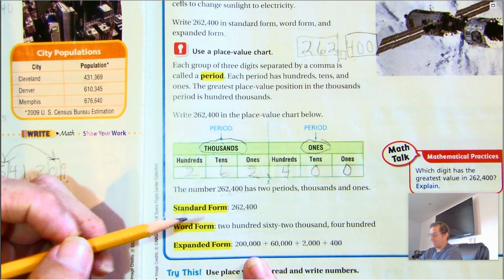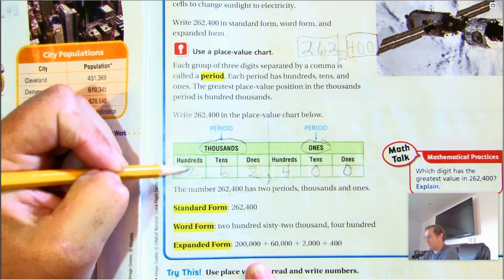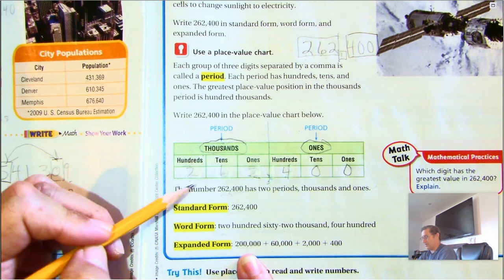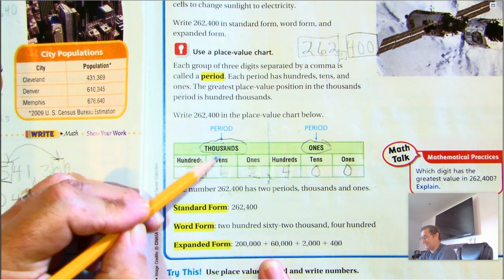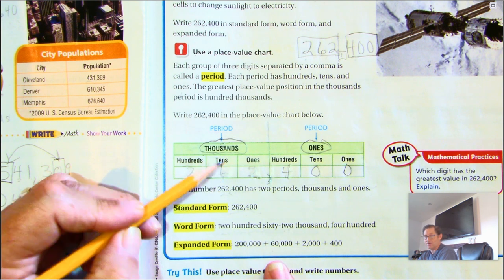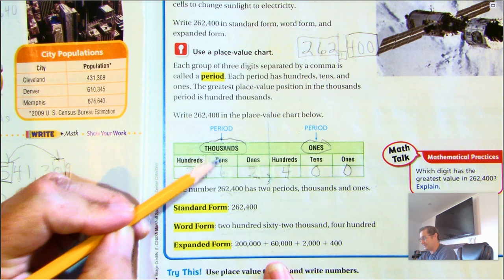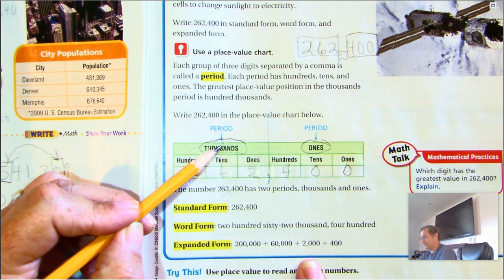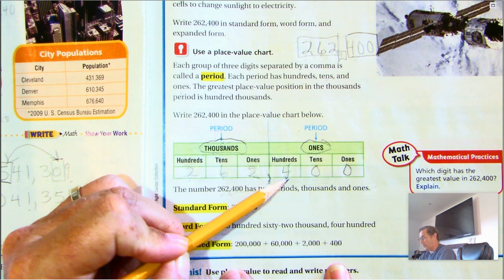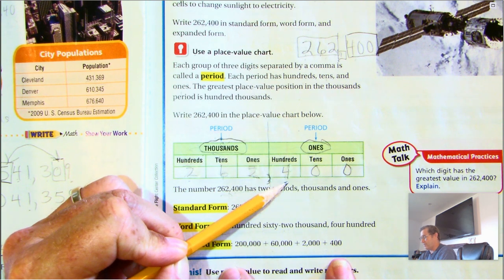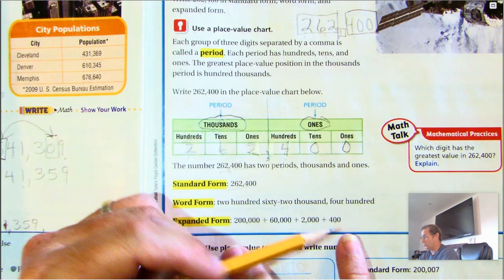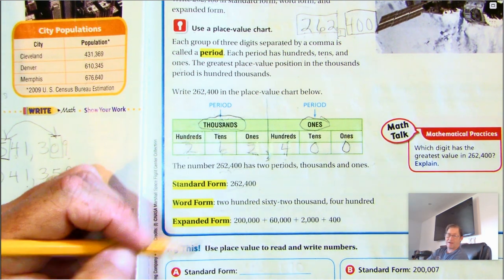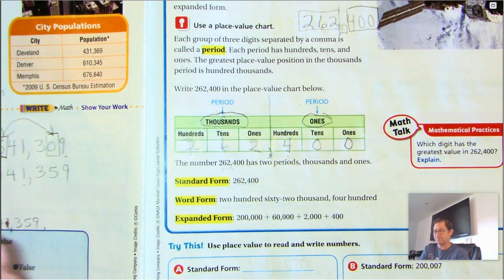And in its expanded form, that means break it up by its place value. So we have 200,000. We have 6 10,000s, so that would be 60,000 because 6 tens is 60. And we have 2 1,000s. And then finally we have 4 hundreds. And we don't have anything after the 400 because there are no tens and there are no ones in this problem. Okay, so now we're going to do some practicing on this.